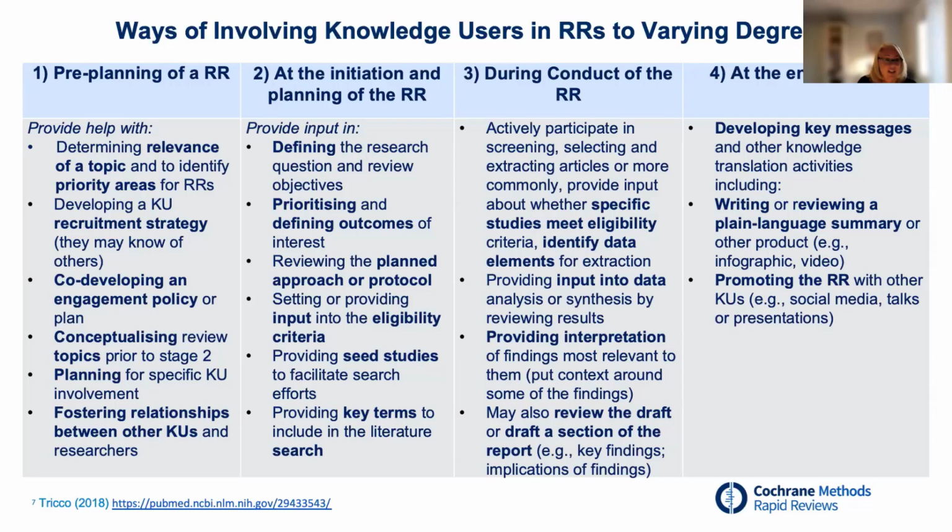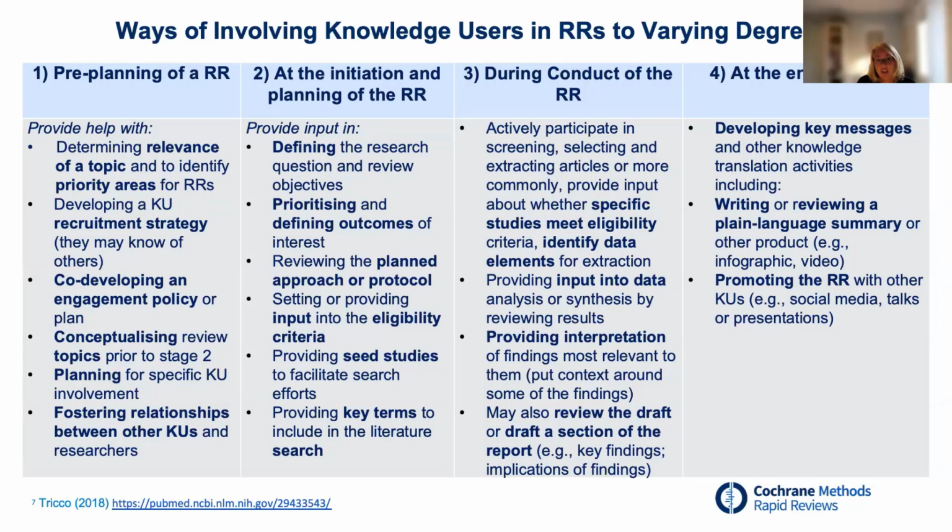You can get them involved in developing a knowledge user recruitment strategy. They very well likely know of others that might be suitable to be knowledge users or have interest in getting involved. You can get them involved in co-developing an engagement policy or a plan. Get them to help you conceptualize a review topic before you get to the initial planning stage of a review. And more generally, they can help you foster relationships between other knowledge users and researchers.